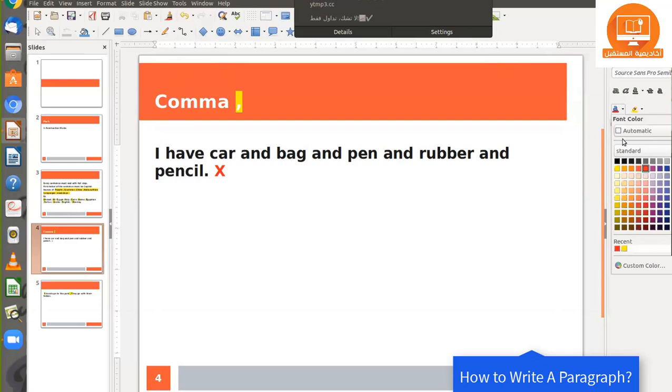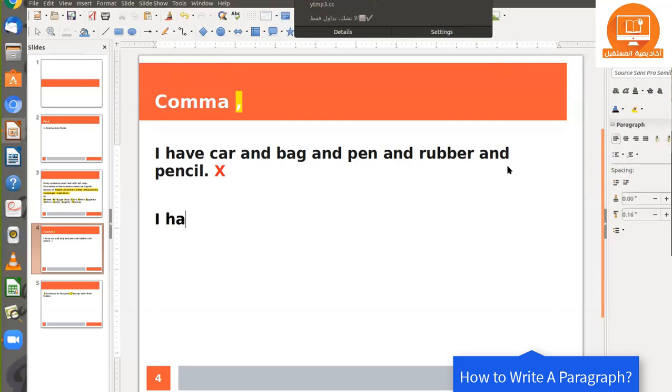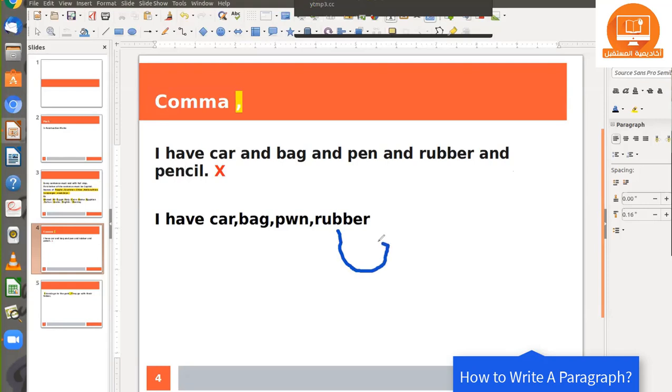So you will start to say, I have car, comma, bag, comma, pen, comma, rubber, and pencil. This is the last word, so before the last word I use "and". Are you following? So that's how you use a comma, because I always see people say "and". No. Comma, then you use "and".